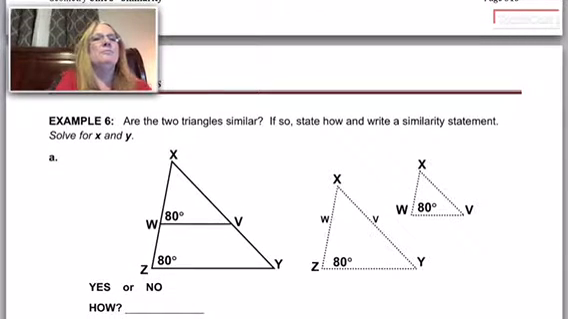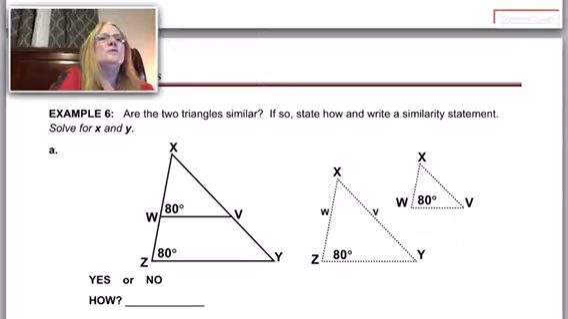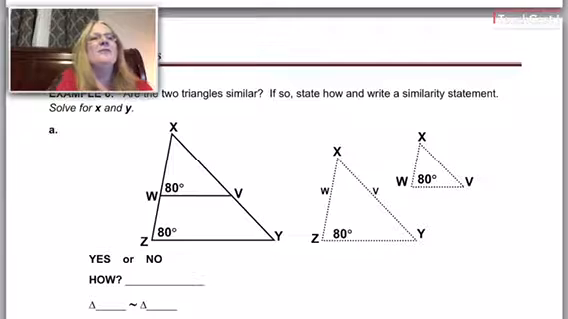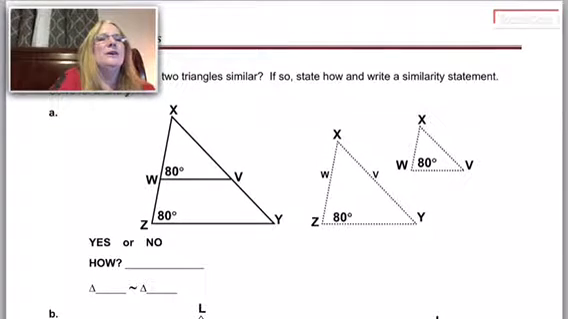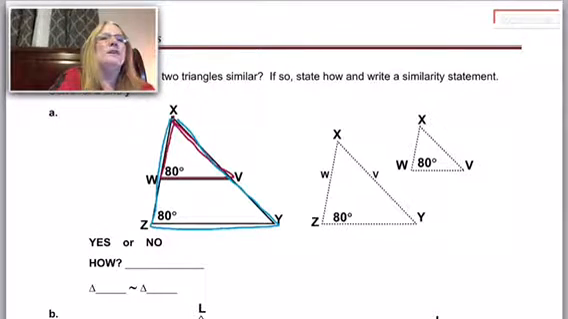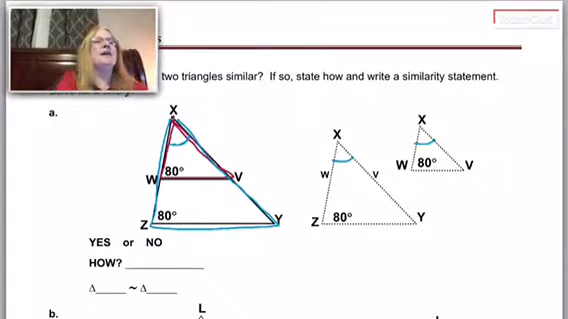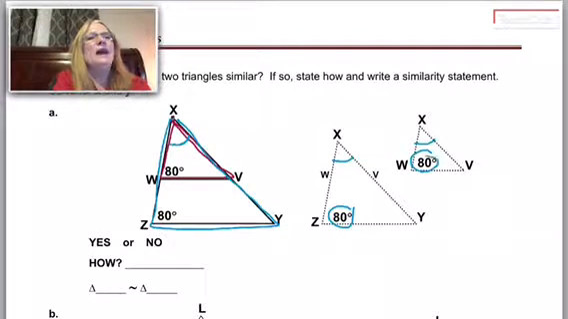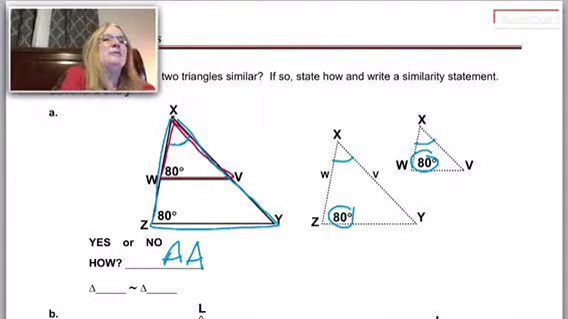Okay. So we can do one more. Are the 2 triangles similar? If so, state how and write a similarity statement. They've drawn the pictures over here to the right for you, but what you need to see is that we have this triangle, and then we have this triangle. And so what is apparent is that this angle X is the same angle in both of the triangles. So even though they only gave us this one measure of 80, we have angle-angle similarity because the X, whatever the measure it is, it's the same in both.